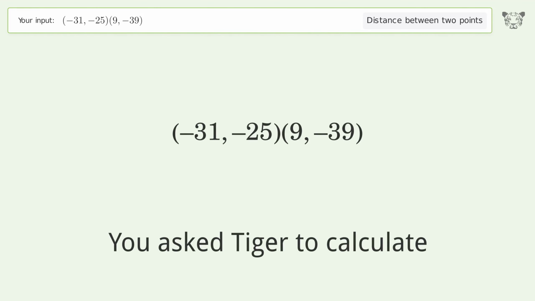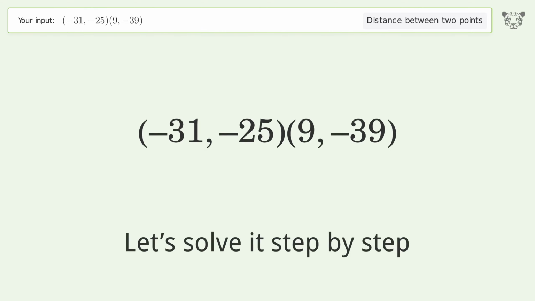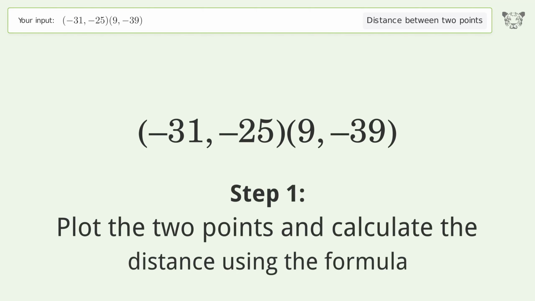You ask Tiger to calculate. This deals with the distance between 2 points. The distance between the 2 points is the square root of 1796, or 42.379. Let's solve it step by step. Plot the 2 points and calculate the distance using the formula.